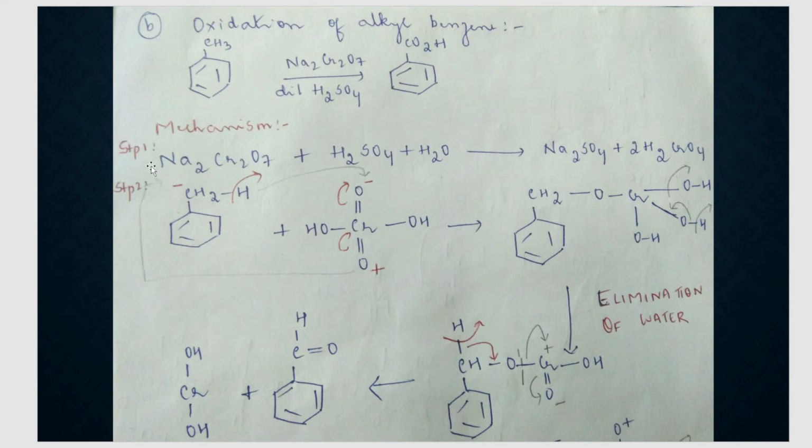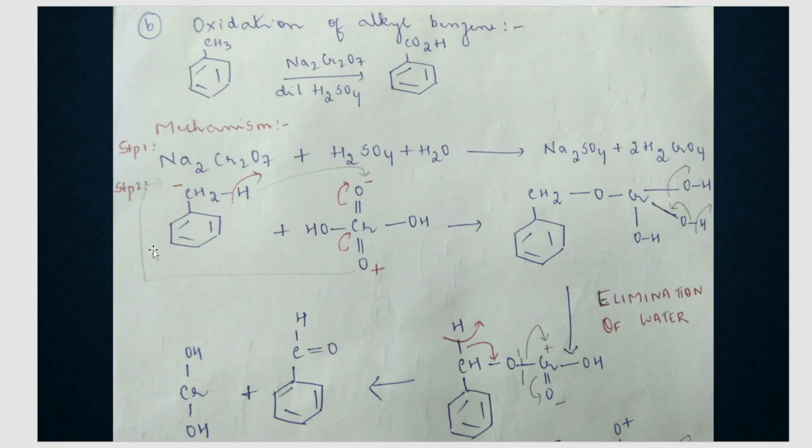The first step is the same as the previous one, no changes at all. You are taking your sodium dichromate and making it react with dilute H2SO4. So what do you get? You get your chromic acid. In the second step, you'll take the chromic acid and your alkyl benzene. In this case, it is methyl benzene. Now look here, students, this is a complex mechanism. There are 3 steps. I've shown 2 steps now. The next step will be taught in the next slide.